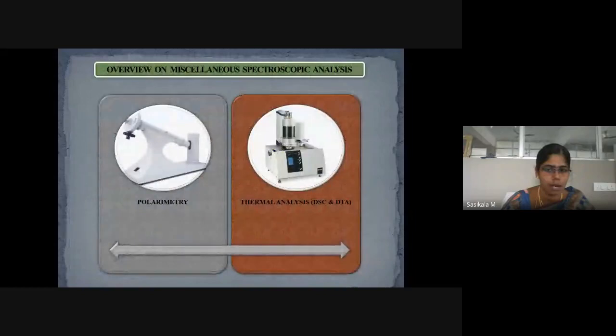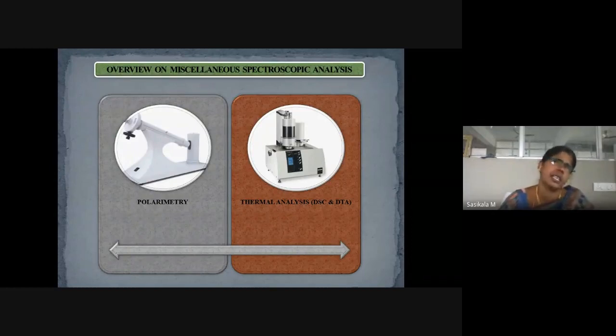Next we'll see miscellaneous spectroscopic methods. Apart from these, what are the techniques? Polarimetry and thermal analysis. Polarimetry means we can check the optical rotation of a compound, whether it is dextrorotatory or levorotatory. This basic information about the optical activity of the compound is analyzed by polarimetry. Why study polarimetry? Some molecules are active or effective in either the dextro or the levo form. If it is in the dextro form, it may not give activity, but if it is in the levo form, it may. That is confirmed by polarimetric analysis only. That's why you are going to learn about polarimetry.